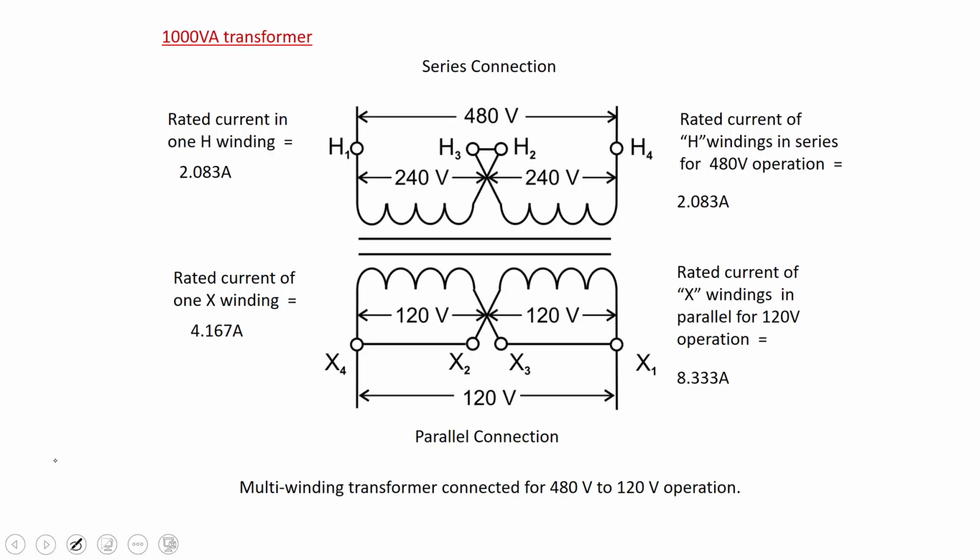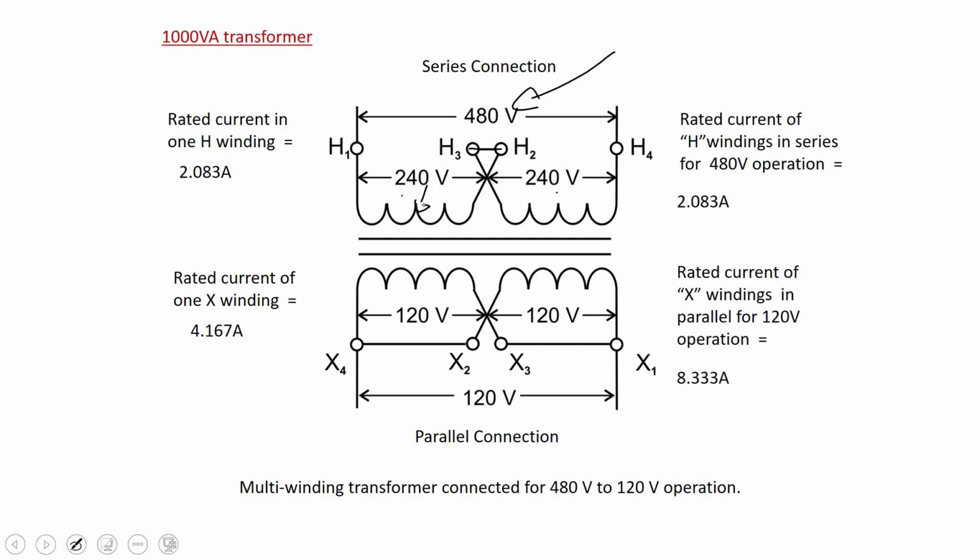So here's the 1000 VA transformer. Let's just quickly review what kind of transformer we've got here. We've got a 480 volt supply coming in here. Each individual winding is rated at 240, so I have to put them in series so I don't exceed the voltage of each individual winding. So 240 and 240 we'll have there.